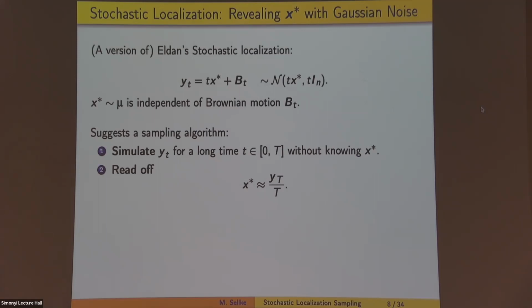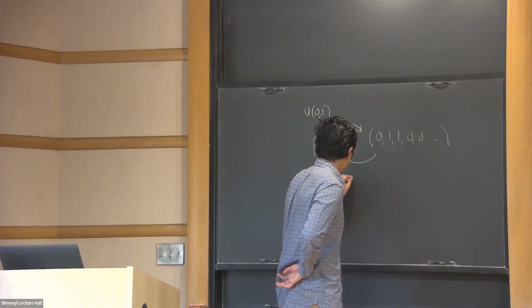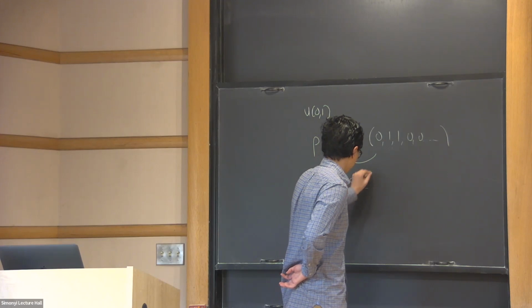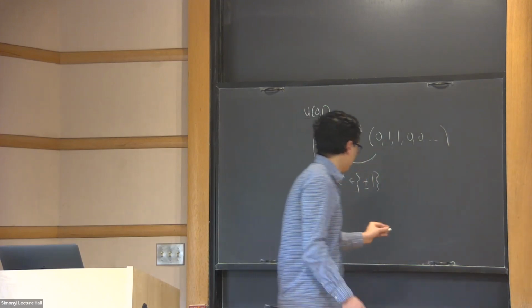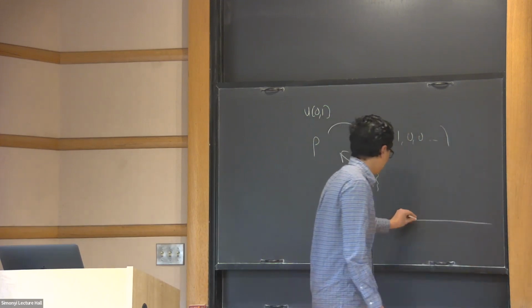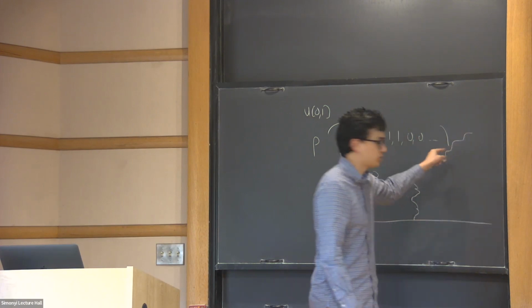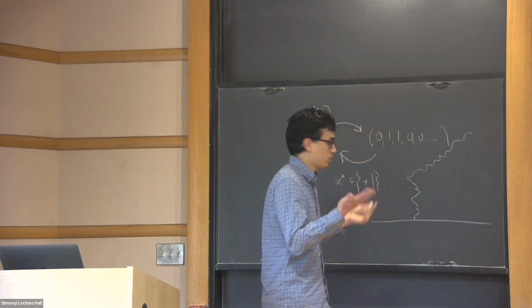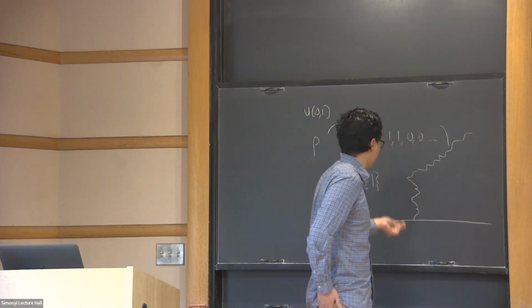Another example you can imagine is, let's say we're in one dimension, so x star is just plus or minus 1. So Yt is just a Brownian motion with an unknown drift, which is either +1 or -1. So maybe it's kind of going like this, and then eventually it starts choosing a direction. So it's not such a crazy process to sample from.